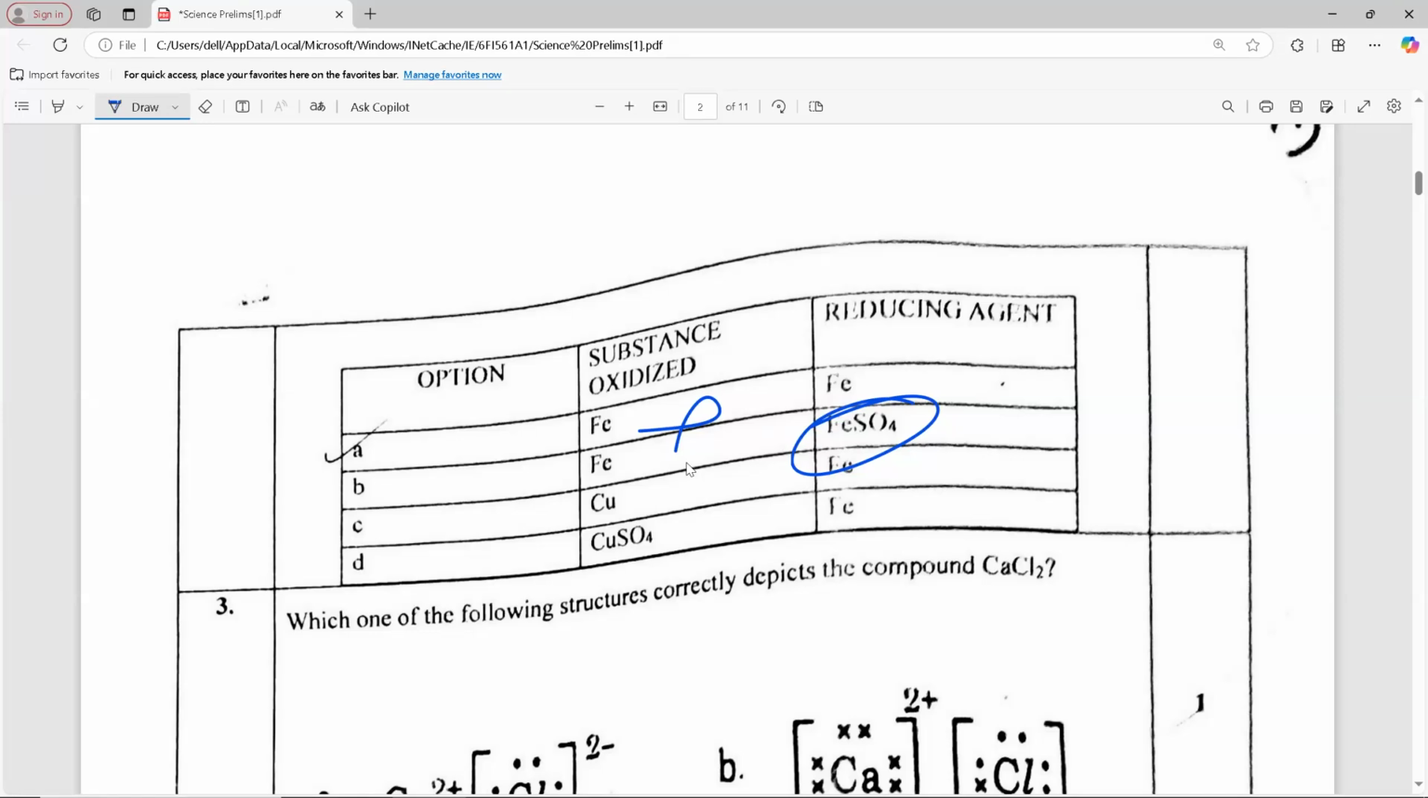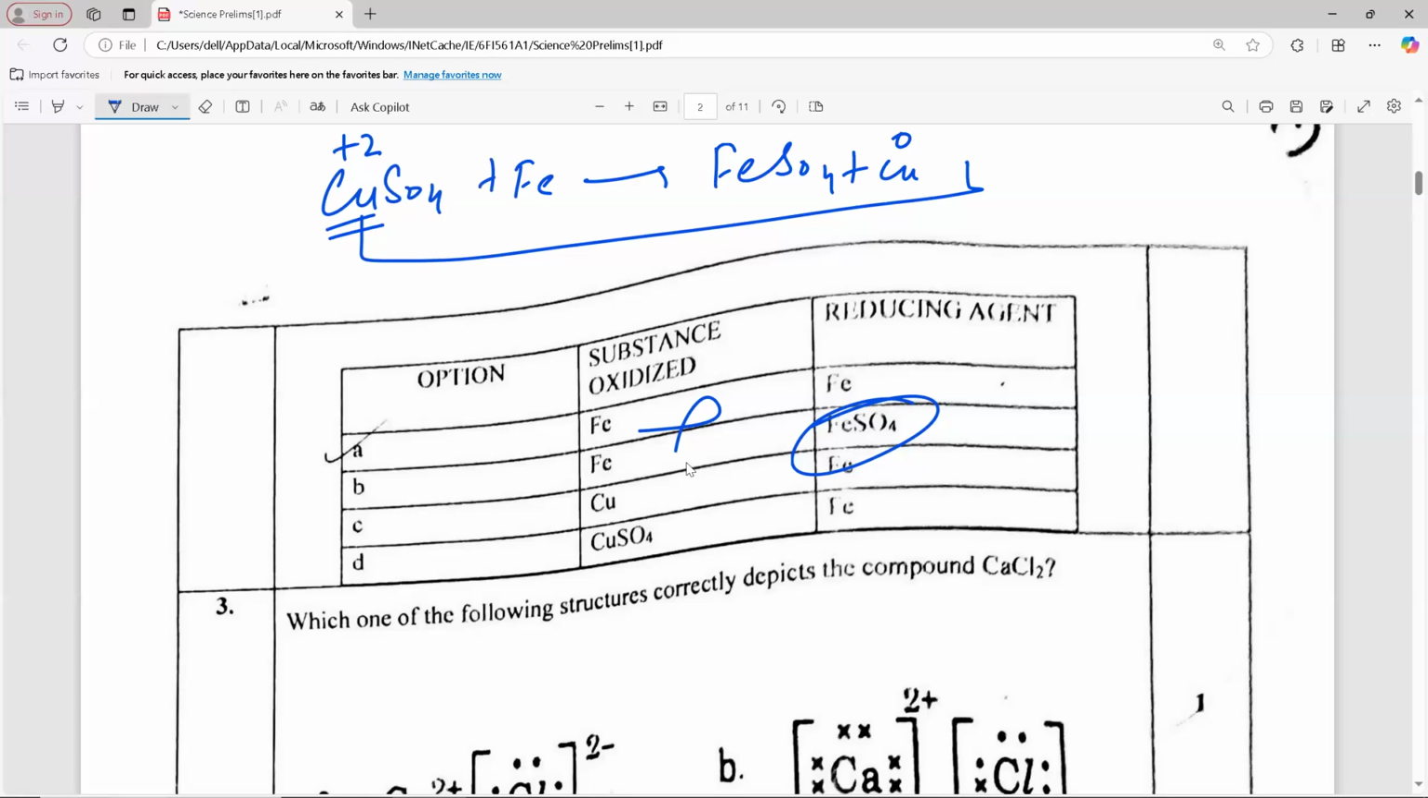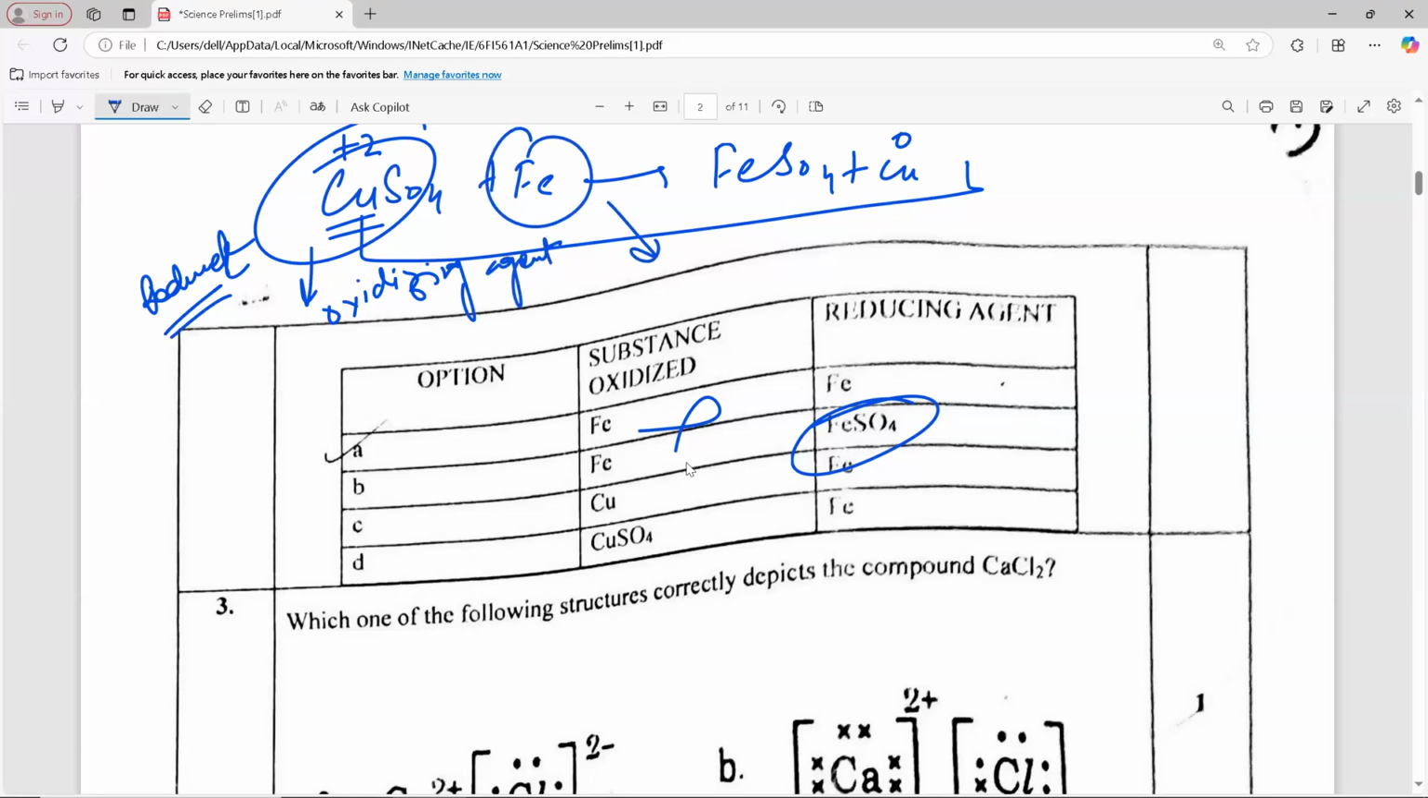Yes, so here copper sulfate, if you see what the reaction is, CuSO4 when reacting with iron is giving you FeSO4 plus Cu. Here copper is having +2 oxidation state, it is 0, so it means +2 to 0 is reduced, and this one is the oxidizing agent. Okay, got it. And this one is iron, Fe. So copper sulfate is the oxidizing agent.